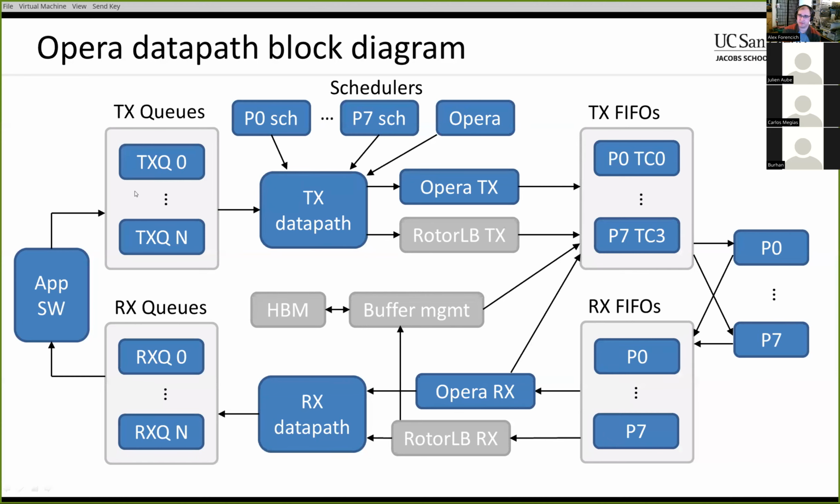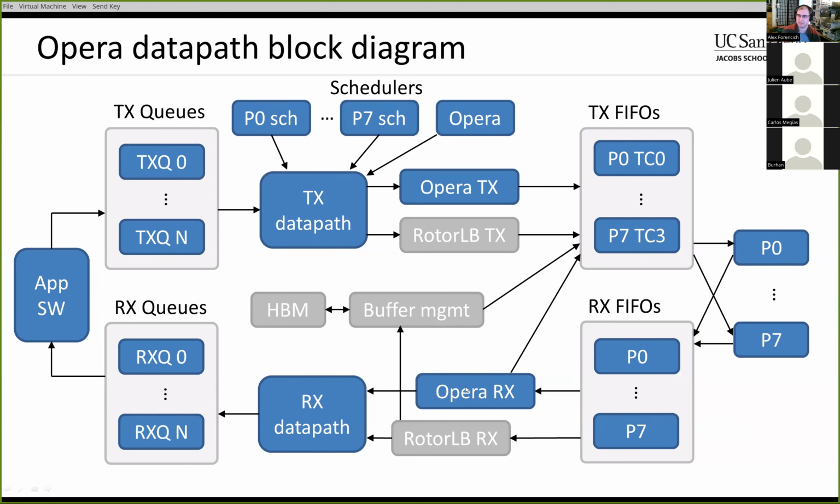The TX data path will fetch the data and hand it off to either the Opera transmit or the Rotor LB transmit. For Opera, this does the time-based routing to determine which port to send it out of. For the Rotor LB, that would basically just do encapsulation. And then we have the transmit FIFOs that hand the data off to the output ports, where it actually goes to the optical switch. And then on the return path, when the data comes in through the ports, it goes through the RX FIFOs, and then it either goes to the Opera receive or to the Rotor LB receive, depending on which type of packet it is.